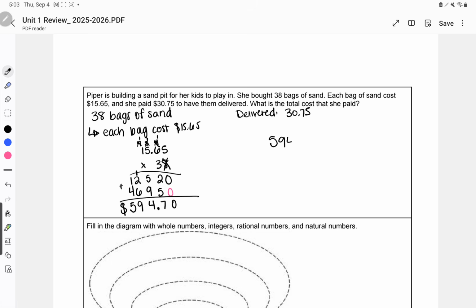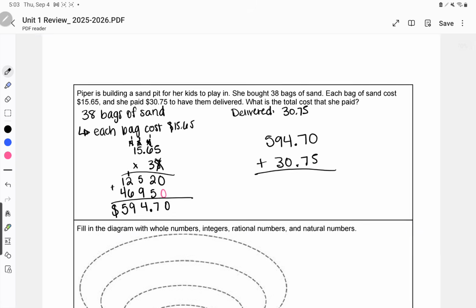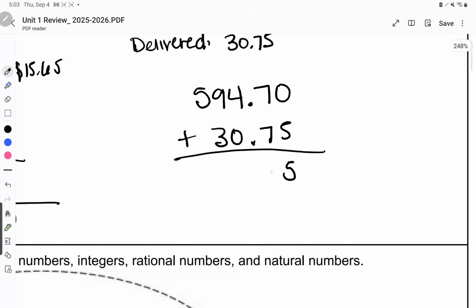So we do $594.70 plus $30.75. 0 plus 5 gives us 5. 7 plus 7 is 14, so we write down a 4, carry our 1. 1 plus 4 is 5. 9 plus 3 is 12, so we write down a 2, carry our 1. 1 plus 5 is 6. So that's $625.45.